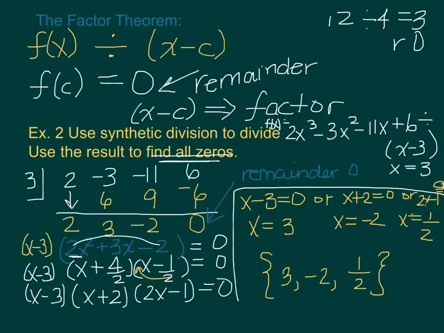But when we write it and they say find the zeros, we write it like this: (3, 0), (-2, 0), and (1/2, 0). So that's the correct way to write it when they say find all zeros.